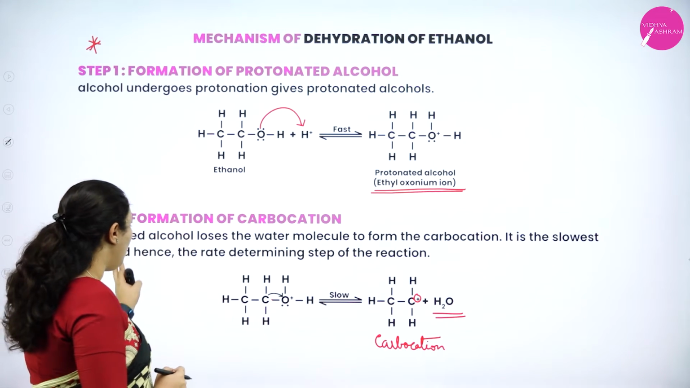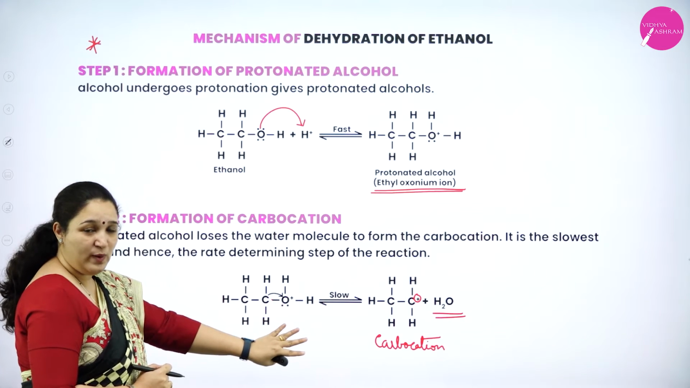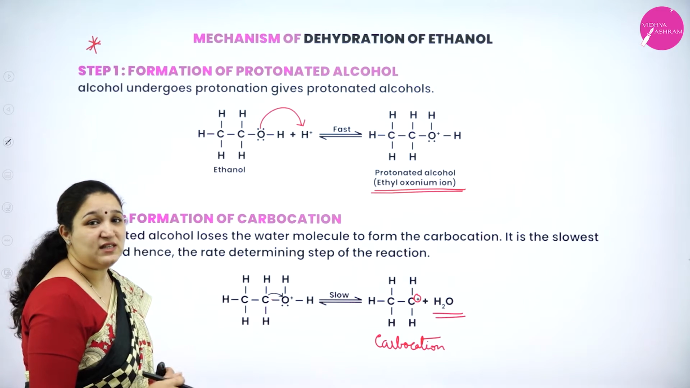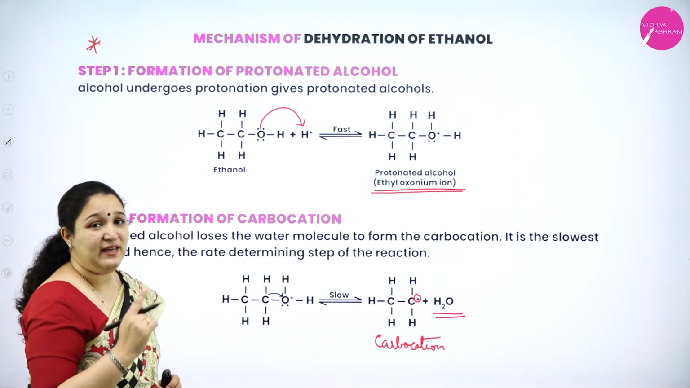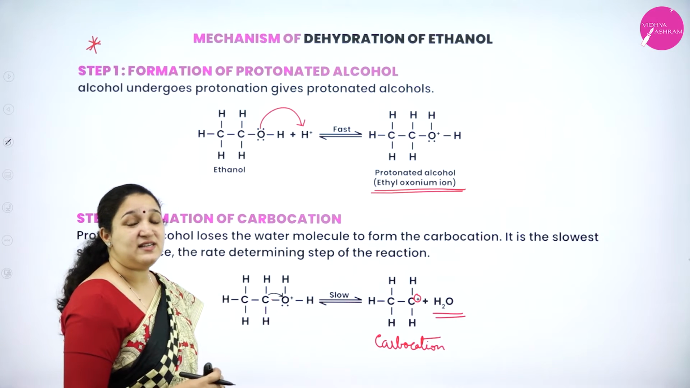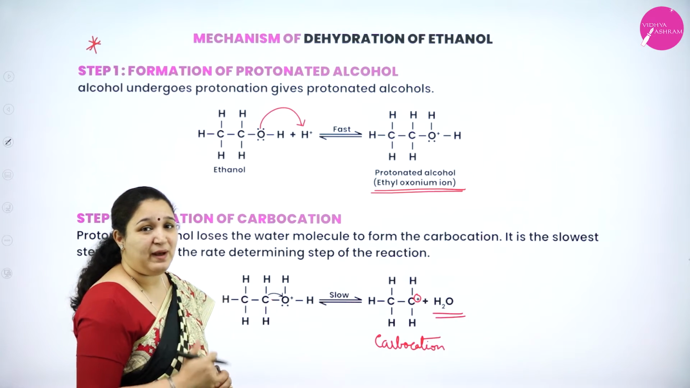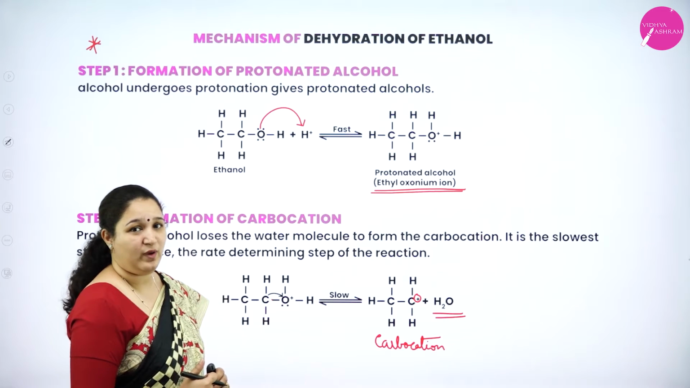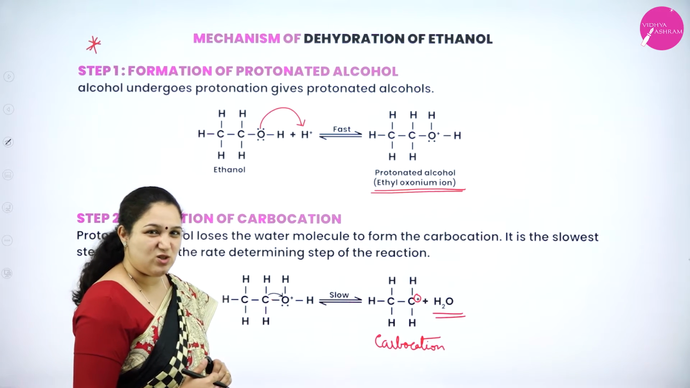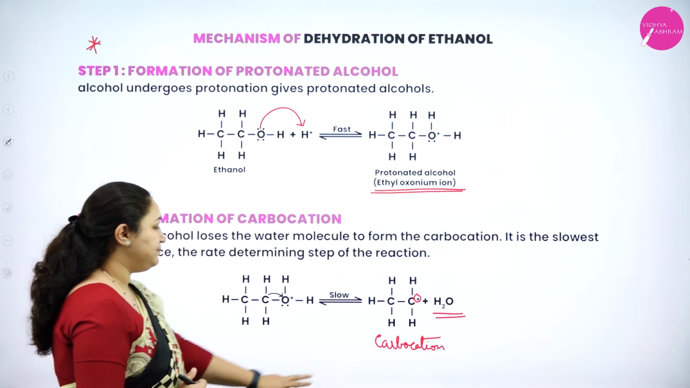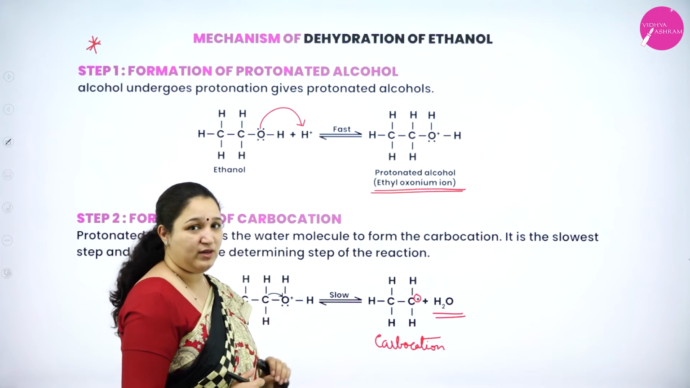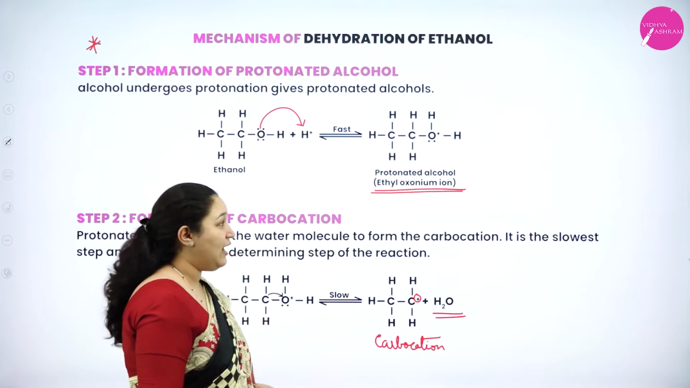It is the slowest step. Hence we call it a rate determining step. Why? Because it is the slowest step. So here carbocation is formed.